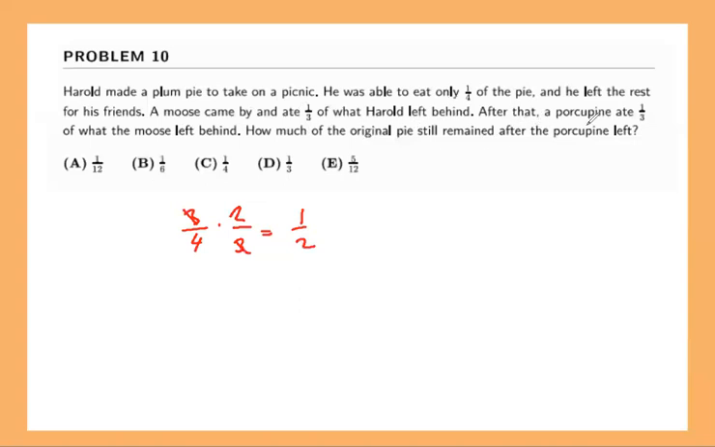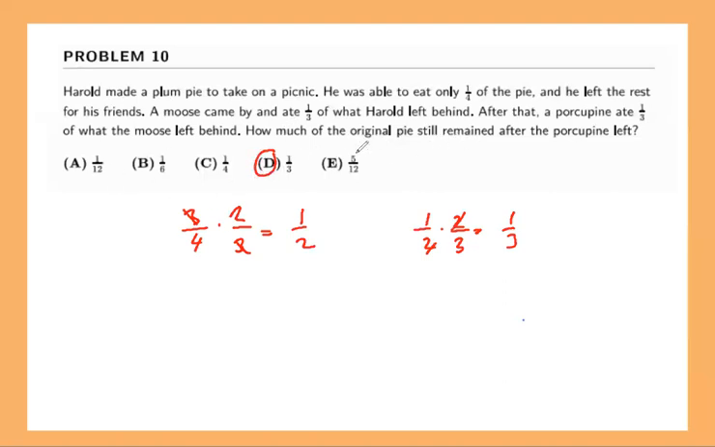And after that, a porcupine ate 1/3 of what's left over. So which means we are gonna have 2/3 of this leftover, so that will give us 1/3. And at the end, we actually have 1/3 of the original one. So this is the answer. You could do it this way, which is not too much work. But if you didn't see this approach, you can try it a little bit differently as well. So what else can we try?